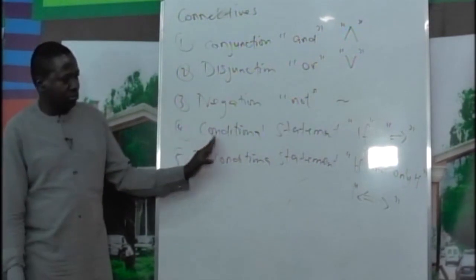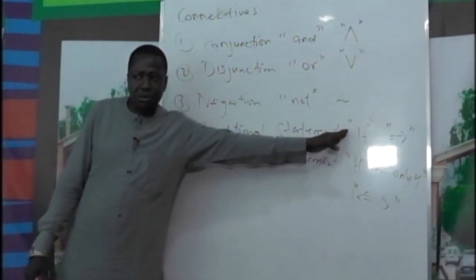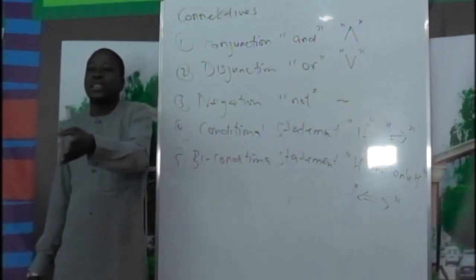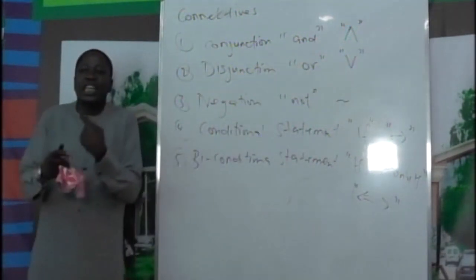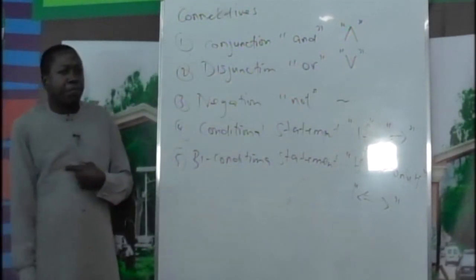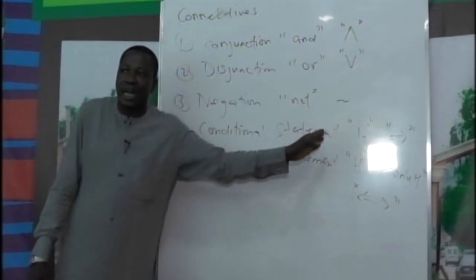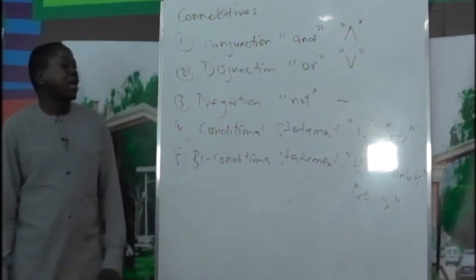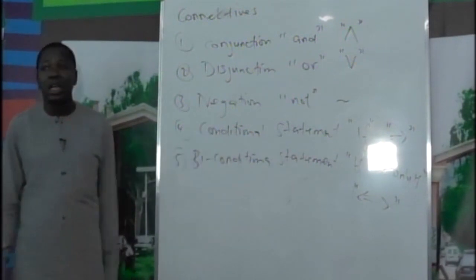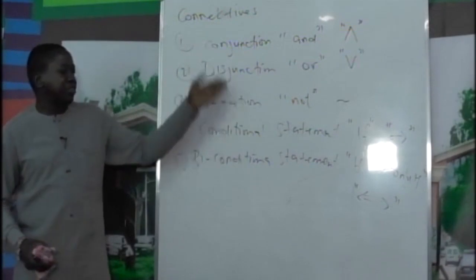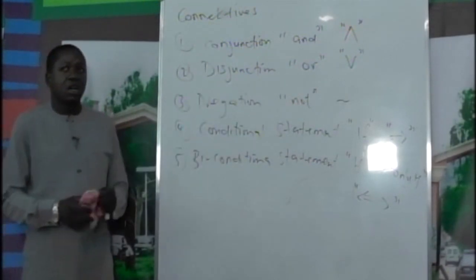This conditional, we use if. Like if I say, I can only come to your party if I have money. That is, me having money will imply my coming to your party. So it's a conditional statement. The last one, biconditional statement, if and only if. So now let's take an example of these connectives, one after the other.